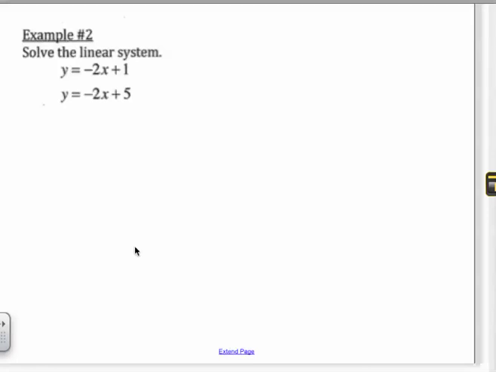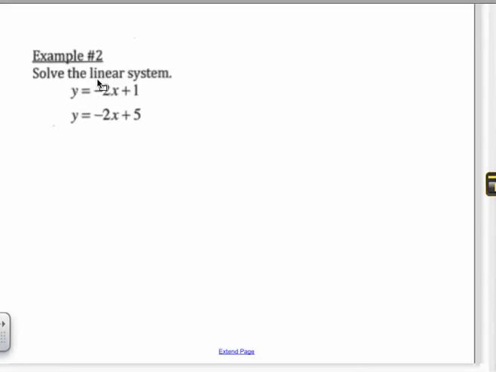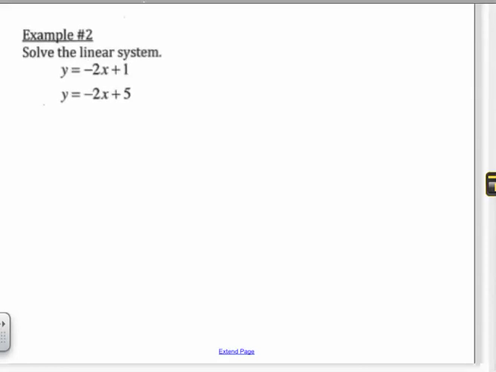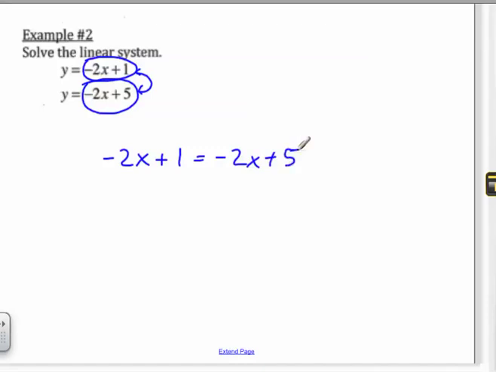Okay? Now you may not see it at the beginning, but I want to follow the same pattern that I did in the first one. I'm sorry guys. This equals y, and this equals y. That means they have to equal each other. So negative 2x plus 1 is equal to negative 2x plus 5. Okay, I'm not even graphing this. I'm going to try and find the point where they intersect, right? Okay, well let's see what happens.